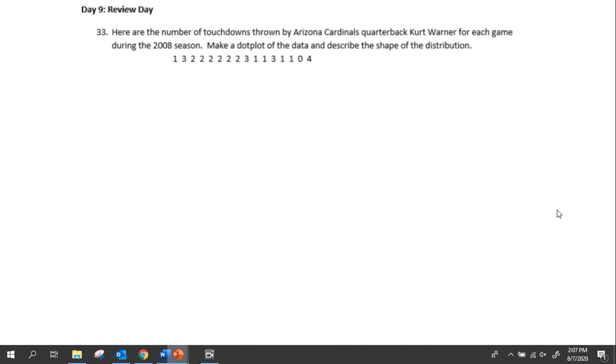Today we will be reviewing for the test. Here are the number of touchdowns thrown by Arizona Cardinals quarterback Kurt Warner for each game during the 2008 season. Make a dot plot of the data and describe the shape of the distribution.